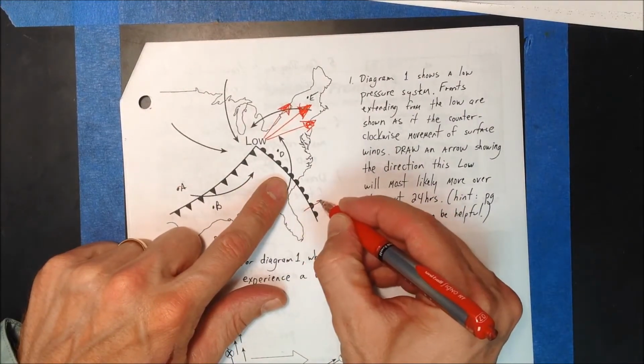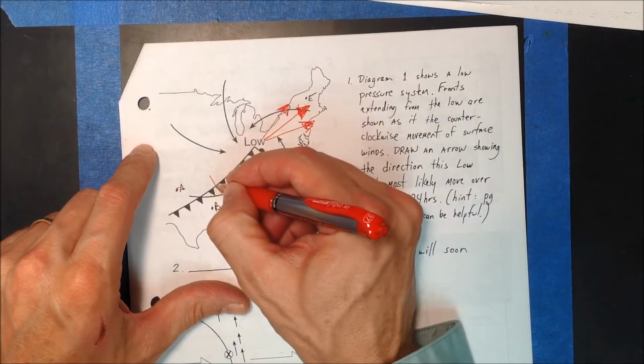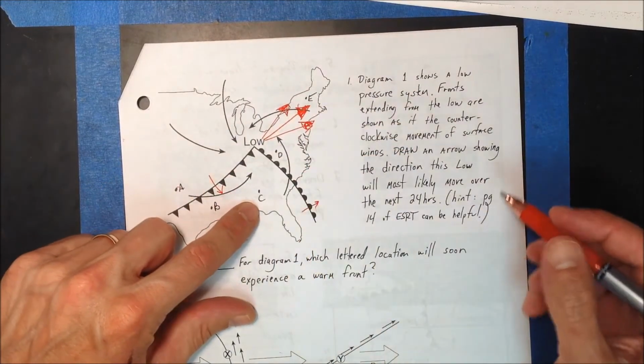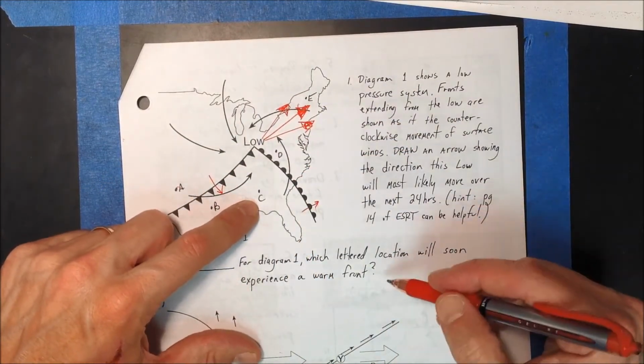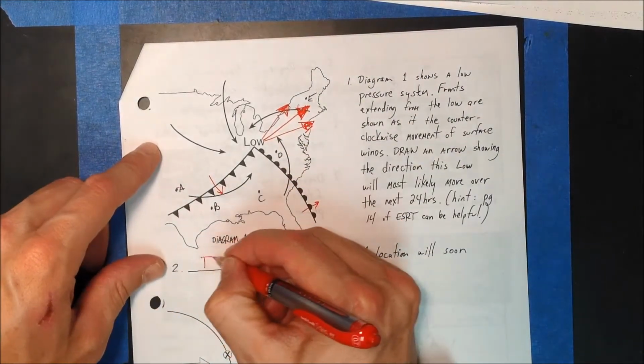This warm front is moving this way as it spirals around the low like this. The cold front's moving that way. So which will soon experience a warm front? D is the answer, letter D.